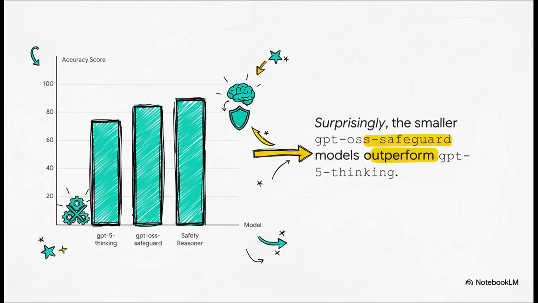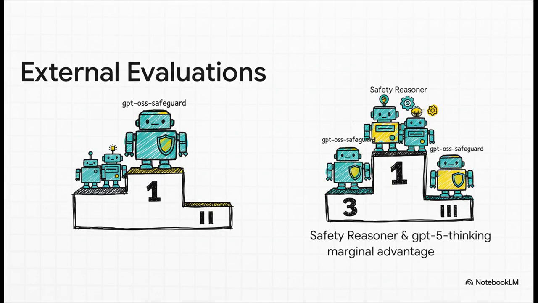And the results on that specific task is that these smaller gpt-oss-safeguard models reported higher accuracy than the GPT-5 thinking model. They also tested on 2 public benchmarks. On the 2022 moderation dataset, the models slightly outperformed the other models tested. On the toxic chat benchmark, the internal safety reasoner and GPT-5 thinking performed marginally better.